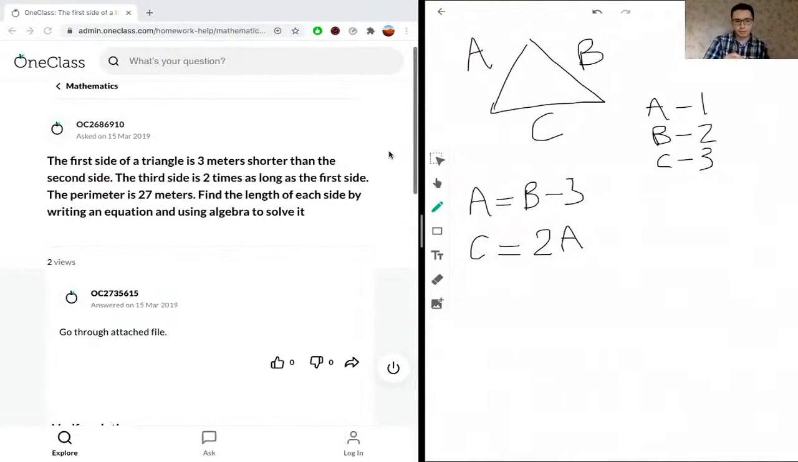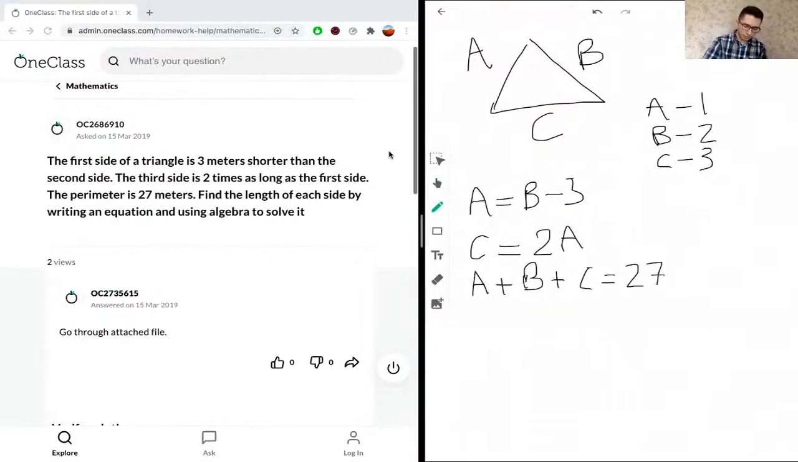And then the final statement that it gives us is the perimeter is 27 meters. So A plus B plus C is equal to 27 meters. So now we've defined 3 equations based on the given details. And knowing that we have 3 unknowns and 3 equations, we can just use algebra to solve these.